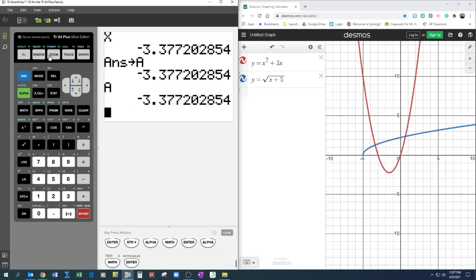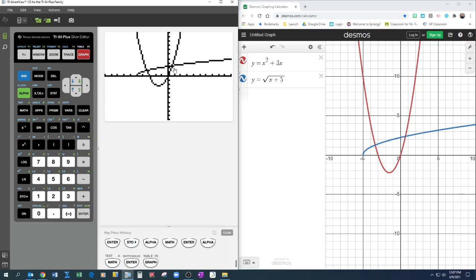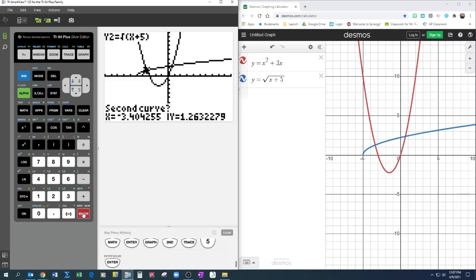So now let's go back to our graph. Let's find our B. We're going to do our second calc again to find that second intersection. First curve is y1, second curve is y2, but this time my guess is going to be closer to 1. And so we get 0.6510931.